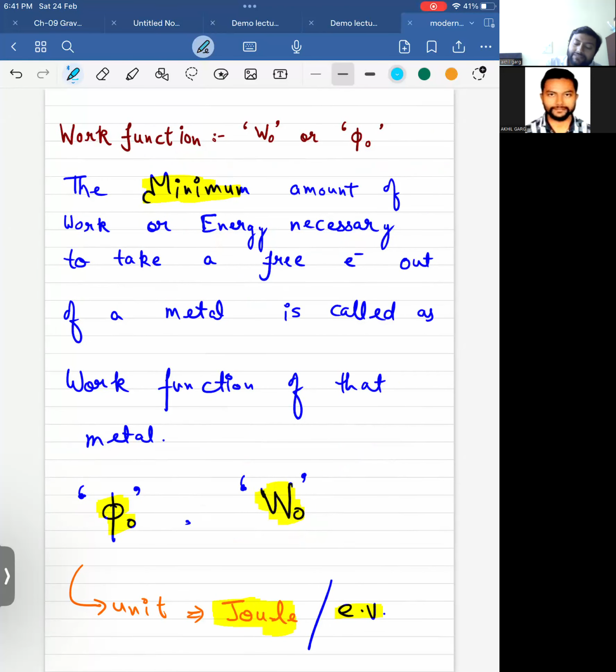So the first definition is work function, W naught or phi naught. As I have taught you earlier, the minimum amount of work or energy necessary to take free electrons out of the metal is called work function. The SI unit is joule and another unit is electron volt.